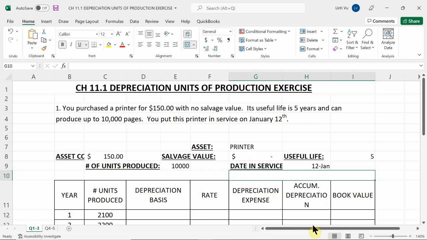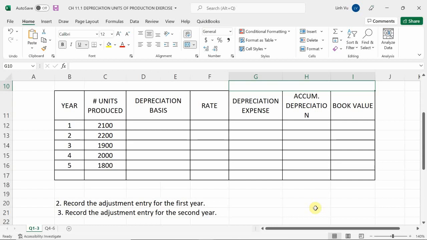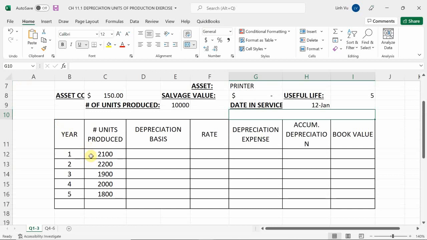Okay? So down below, here are the predetermined number of units that you produce that year. So in this case, we produced for the very first year 2,100 pages. Okay, so what's my depreciation basis going to be?